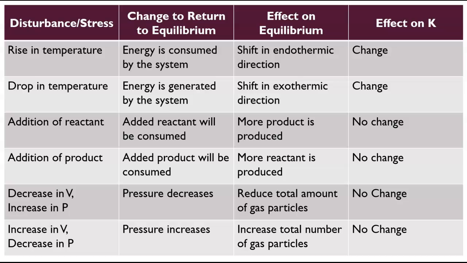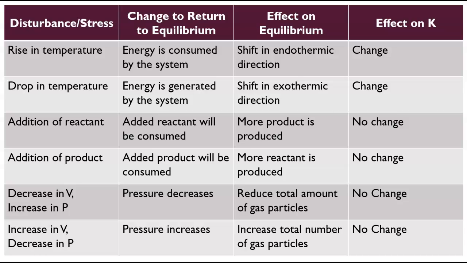So here we have a summary table that describes each disturbance or stress or change to the system that we could make, and what's going to happen in order to return to equilibrium. And then we're going to look at the shift in equilibrium and the overall effect on K. The only thing that's going to affect our K, our equilibrium constant, is temperature. So equilibrium constants are temperature dependent. So changing the temperature will change the equilibrium constant.